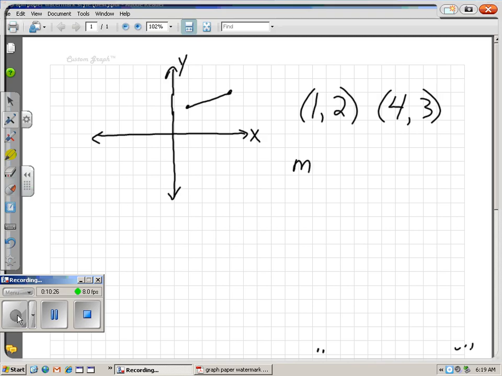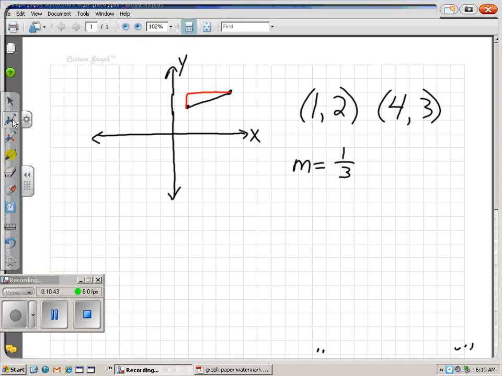And we can see that the slope going left to right means we have to go up 1 step and over 3 steps. So that has a slope of 1 step up and 3 steps over. It has a slope of 1/3. That's the long way to do it. It's not that hard, I guess, but that's the long way.